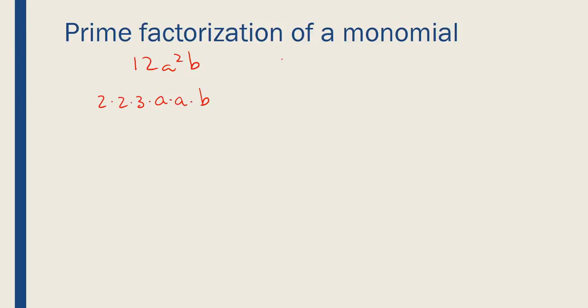Okay, try this one for me. 46a squared b cubed. Okay, 46 is 2 times 23, and 23 is prime. So 2 times 23 times a times a times b times b times b. Okay, pretty cut and dry.